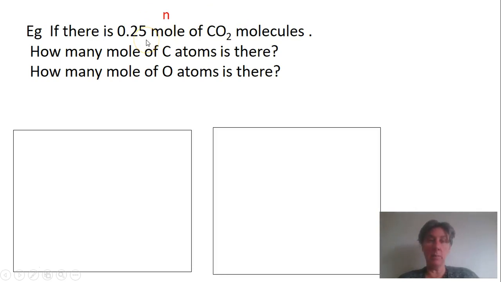When you write out your questions, make sure you start labeling the information that you're given, because if you put a little label above it, it kind of starts leading you in the direction of what equation do I need. So we've got the number of moles of carbon dioxide, and the question is asking for the number of moles of carbon atoms. We're going from the number of moles of one thing to the number of moles of the other.